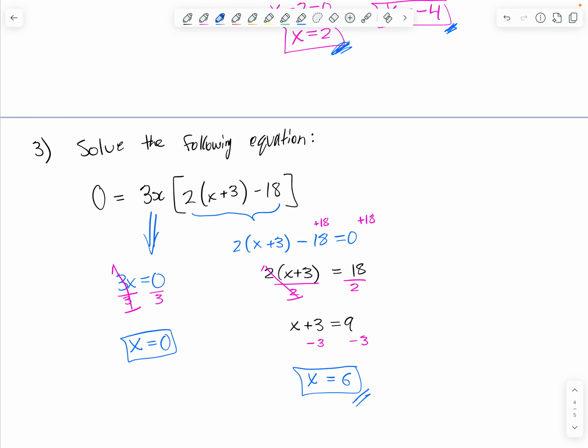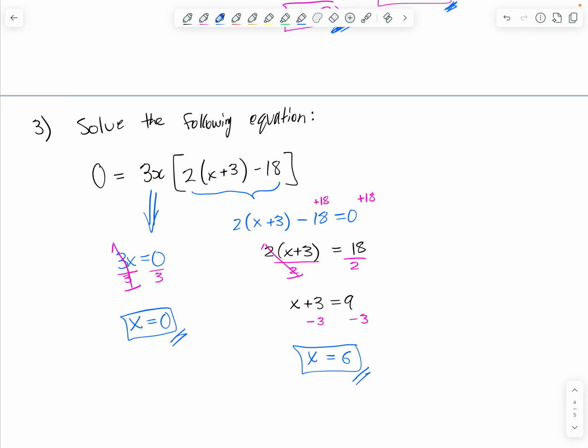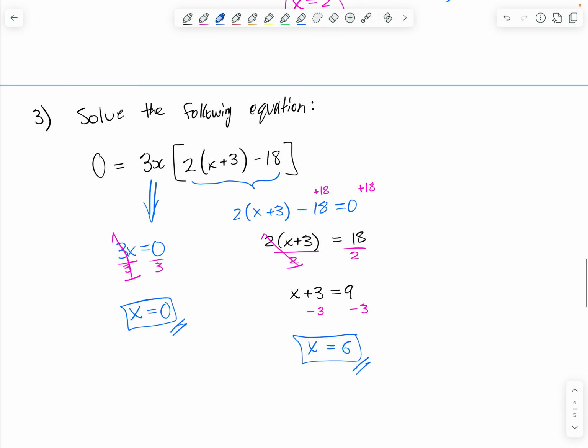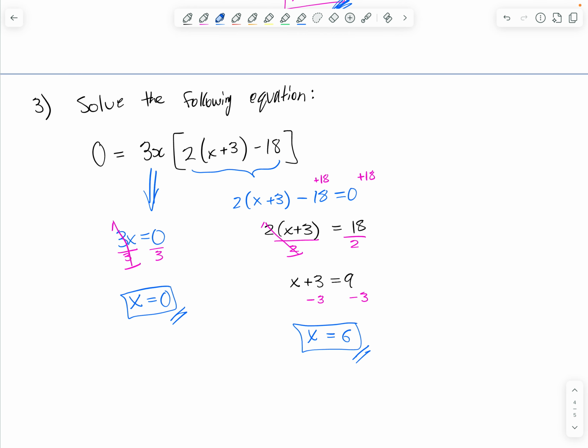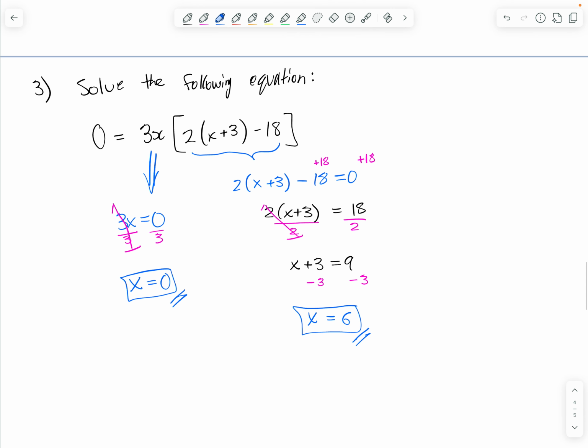So I have my two solutions, my two zeros, my two x-intercepts, if you will. They are x equals 0 and x equals 6. Those are my two solutions. That's how we can solve a question like that.